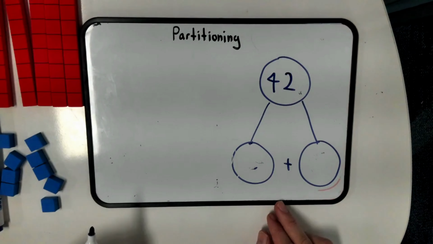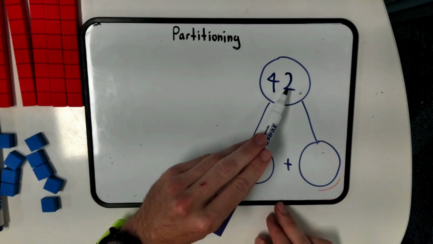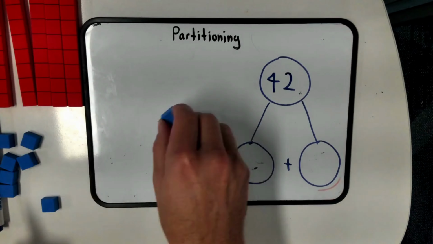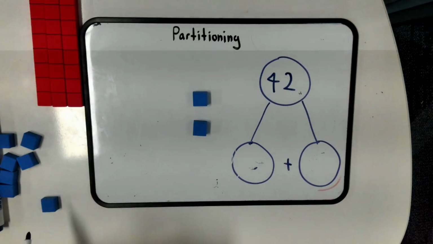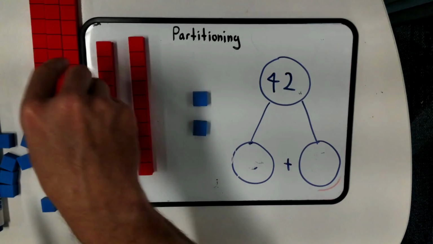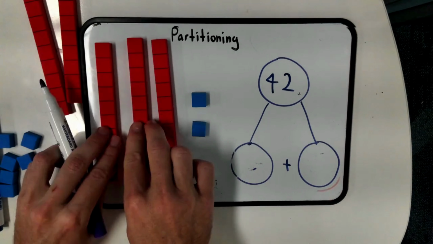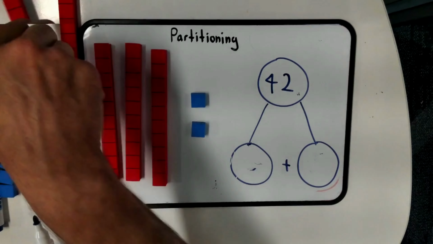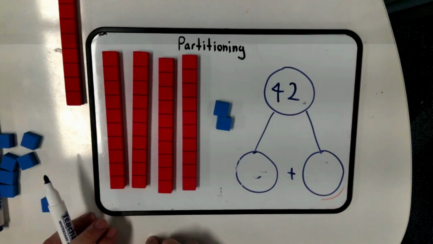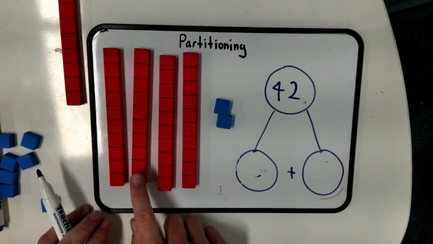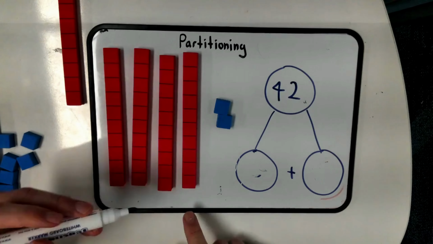42 as our number. Okay, so I can see that I've got 2 units, or 2 singles, 2 ones. I'm going to pop them here. And I've got 4 groups of 10. Now I've already counted out our 10s, so I know there's 10 in each one. So I'm just going to pop these in so we can see what it will look like. So if I count out by 10s, I've got 10, 20, 30, and 40.